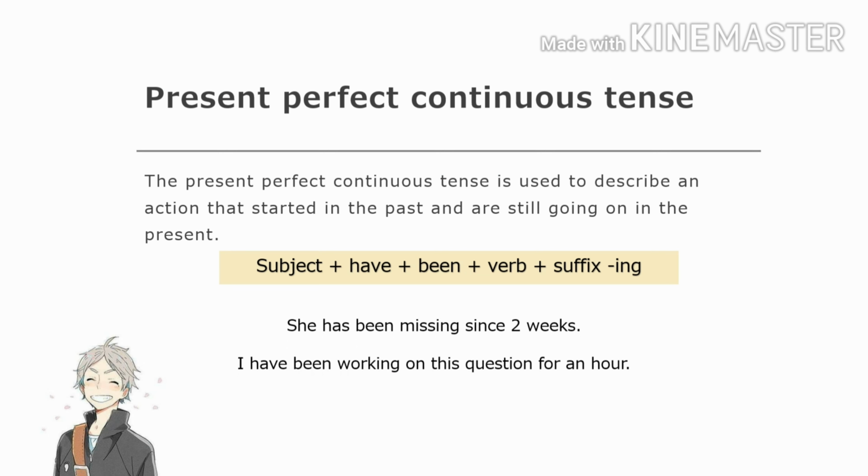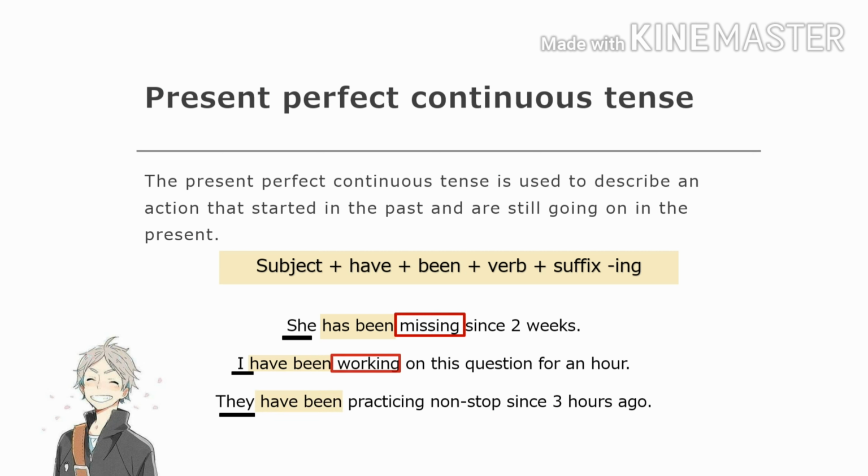I have been working on this question for an hour. They have been practicing non-stop since 3 hours ago. She, I, and they here are subjects, while the three of them use either has been or have been in the sentences. Lastly, missing, working, and practicing are the verbs.